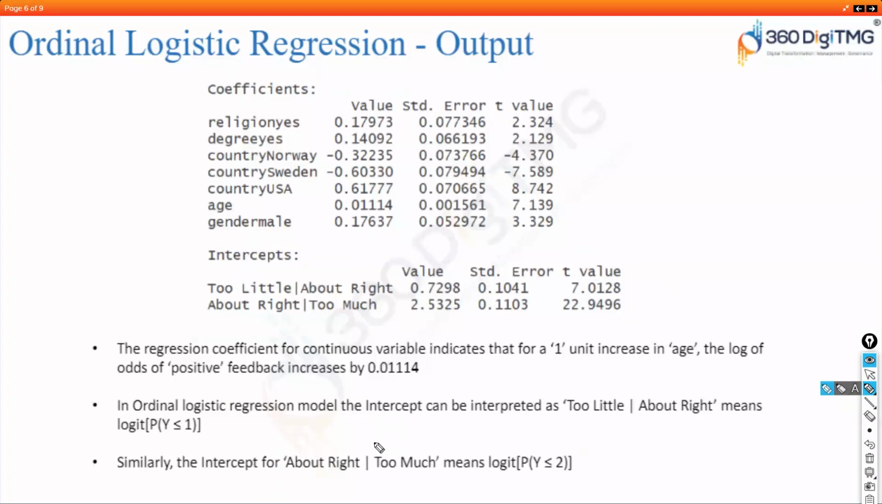Okay, and for age, for example, if you have 0.01114, how do you interpret that result? The interpretation is that for every 1 unit increase in age, I mean, if you increase the age by 1 year, then the log of odds of positive feedback increases by 0.01114. Your output is to know whether it is too little or about right or too much, right? So this is what you get.